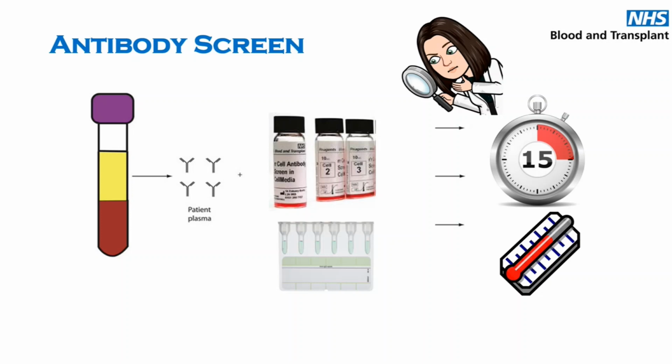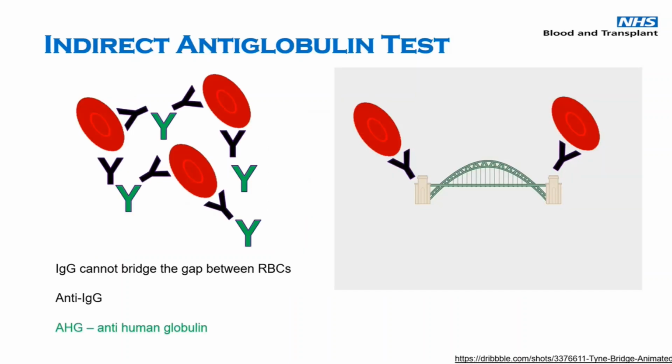But I just want to take a closer look at what's actually happening here. When you're performing an antibody screen or an antibody panel, what we're actually doing is an indirect antiglobulin test. So when you have your red cells and the antibodies from your patient plasma and you mix them together, the IgG antibodies are really small and not big enough to cause agglutination and bring red cells together. They'll just sensitize them. So what you need to do is bridge the gap.